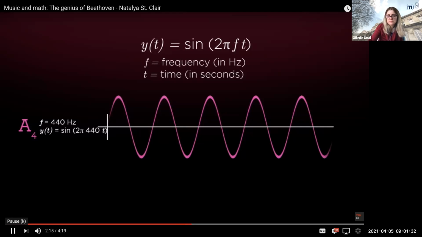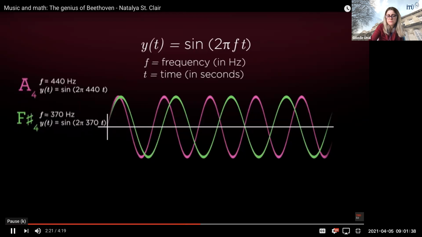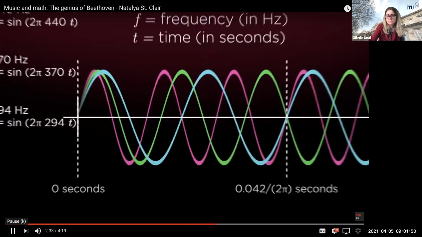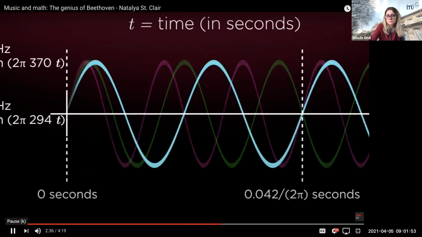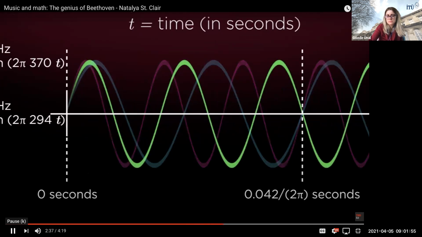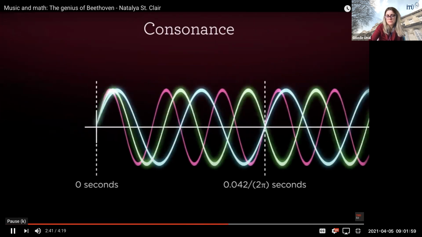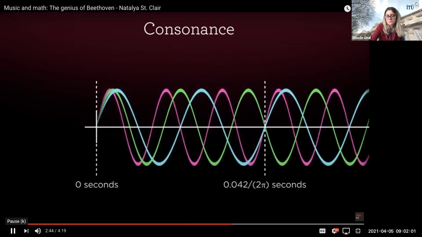And by plugging these into the function, we can graph the sine wave for each note, allowing us to see the patterns that Beethoven could not hear. When all 3 of the sine waves are graphed, they intersect at their starting point of 0, 0, and again at 0, 0.042. Within this span, the D goes through 2 full cycles, F sharp through 2.5, and A goes through 3. This pattern is known as consonance, which sounds naturally pleasant to our ears.